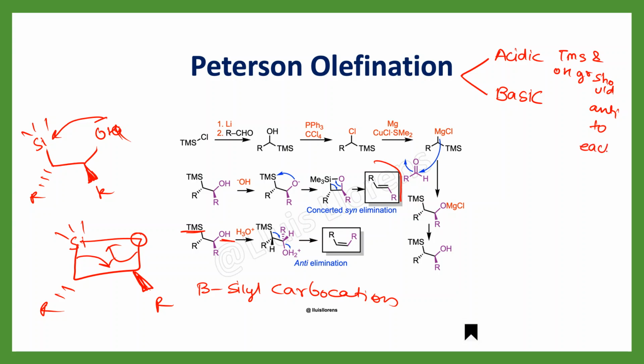Like in E2 elimination. What condition is required for E2 elimination? That your hydrogen and your leaving group should be anti-periplanar to each other. In the same way, in acidic condition, they should be anti, and in basic medium, they should be on the same side so that the four-membered ring can form, and it will result in the formation of this elimination. Have you understood, students? Yes or no? Yes, ma'am. If you have any doubt, you can ask.